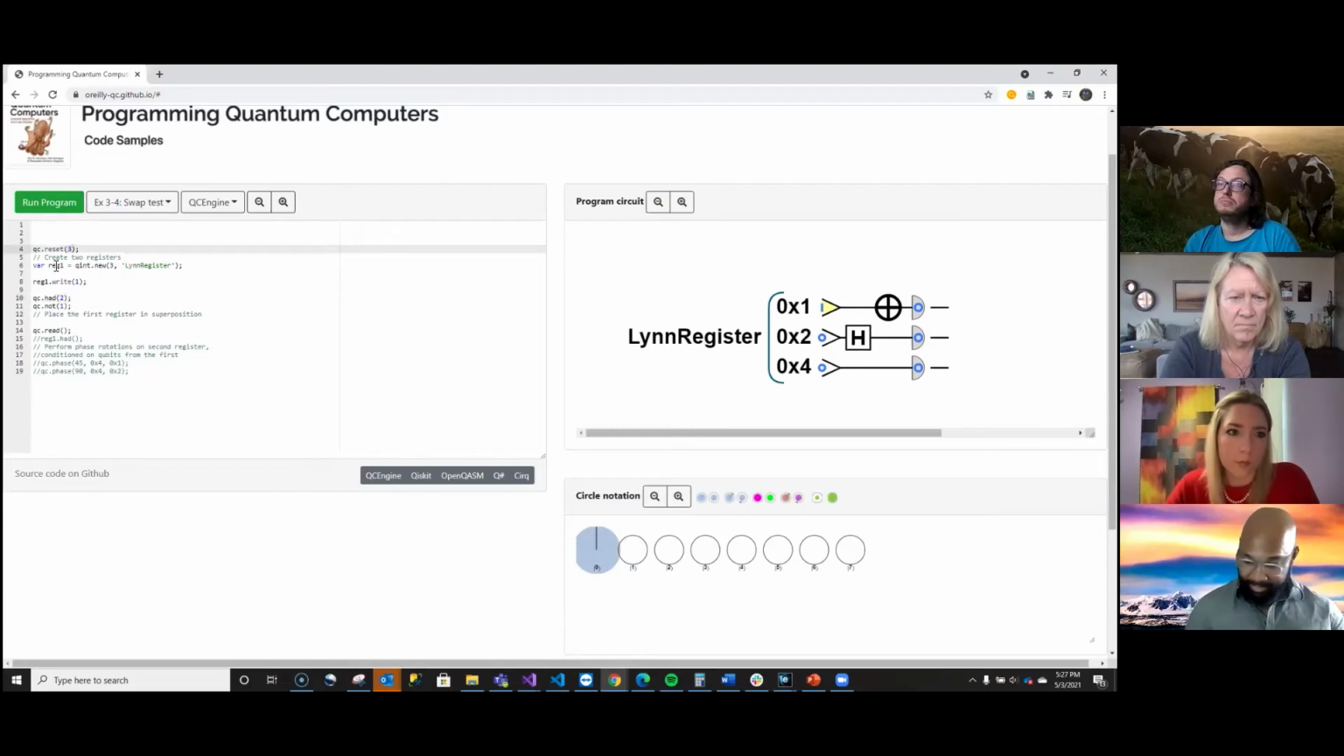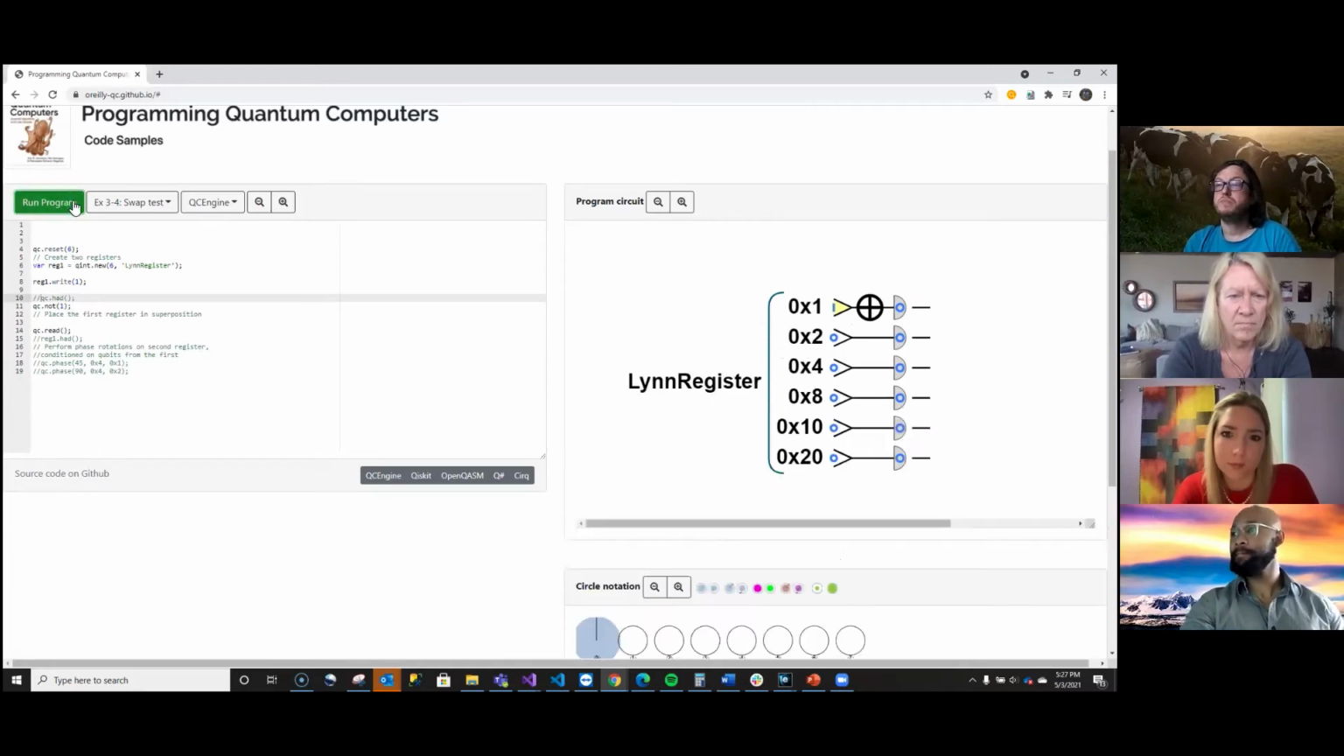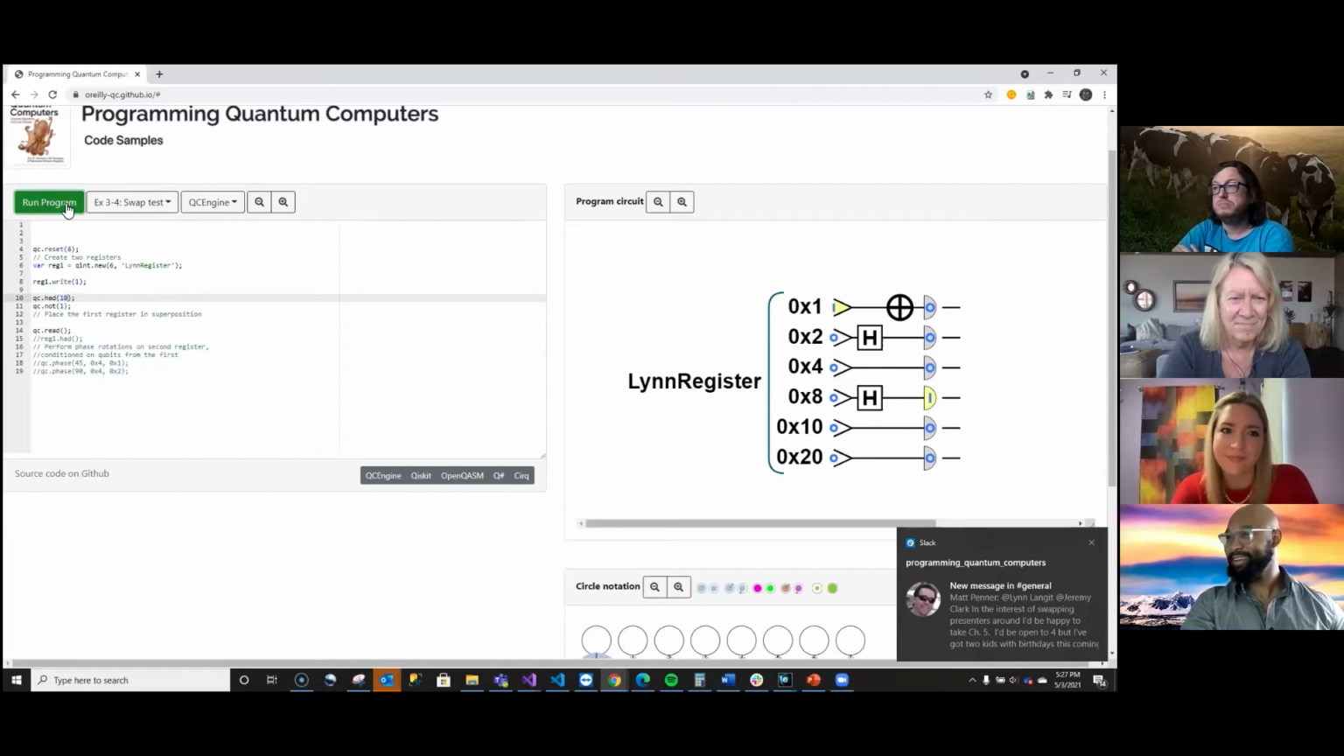Now let's say we have 6 qubits. If I wanted to put this qubit here, I would simply have QC had 10. Please do not humiliate me in public. 8. QC had 8. What?